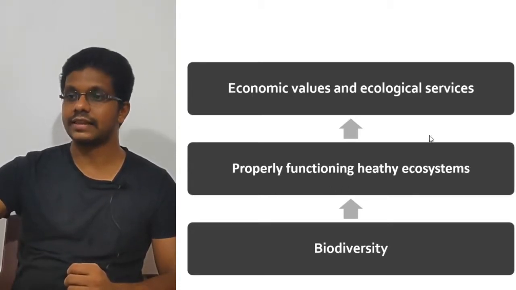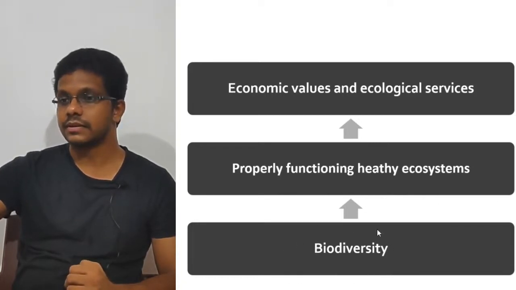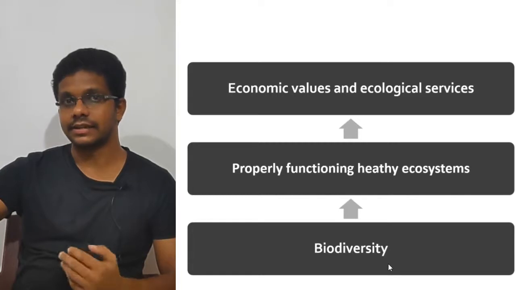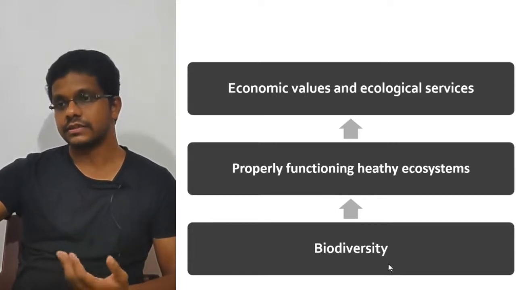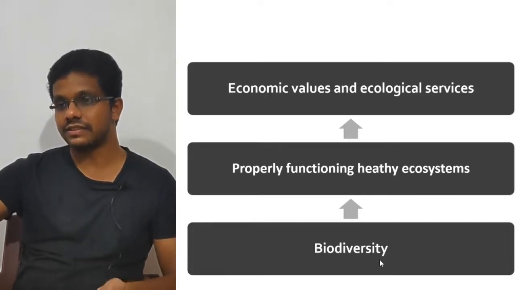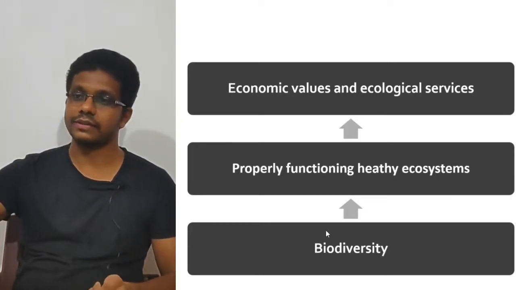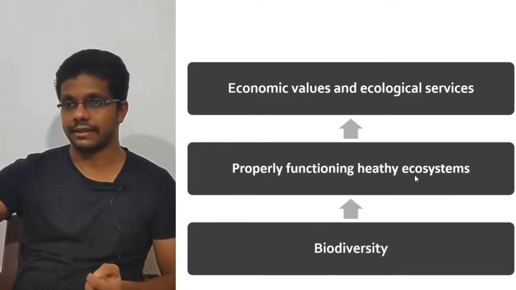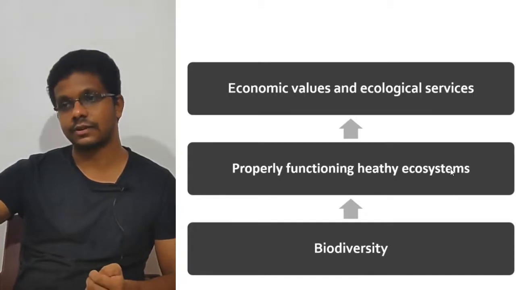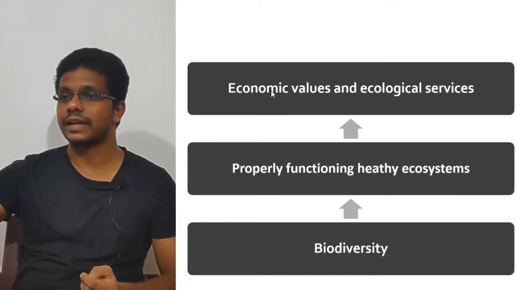For a functional healthy ecosystem, what it needs is biodiversity. If a system has genetic diversity, species diversity, and ecosystem diversity, if a system has all three levels of diversity, it should be functioning and healthy. And if there is a functioning and healthy ecosystem, we will have the economical and ecological values from that system.